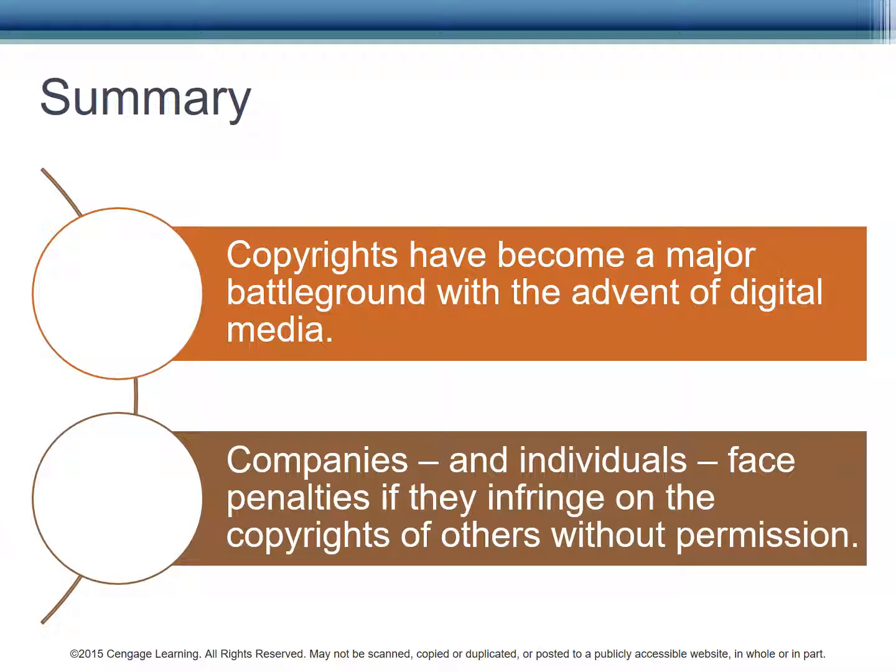We discussed several types of infringement and some of the penalties that may be imposed. It's difficult to prove that someone directly copied from your idea. Ideas aren't protected, but the expression of the idea is protected.